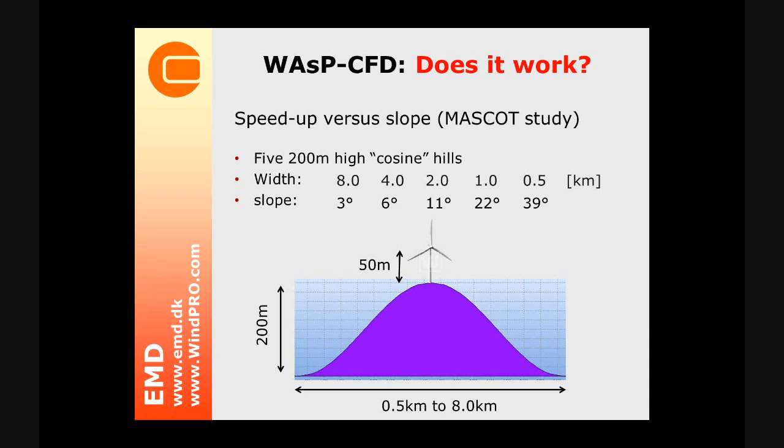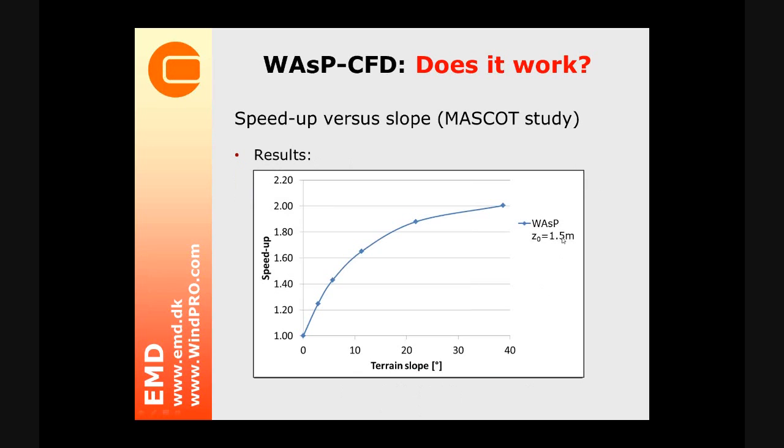So what does this result look like? Well, let's first take a look at WASP. This graph shows you the speed-up on the y-axis and the terrain slope of these cosine hills on the x-axis. The blue curve here shows you the WASP speed-ups for a particular roughness level. So how do these compare to WASP-CFD?